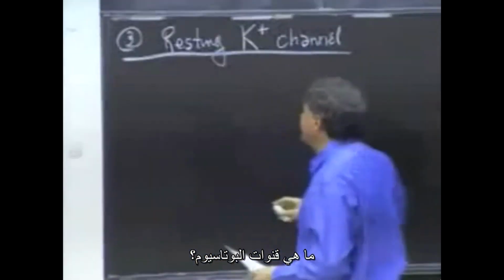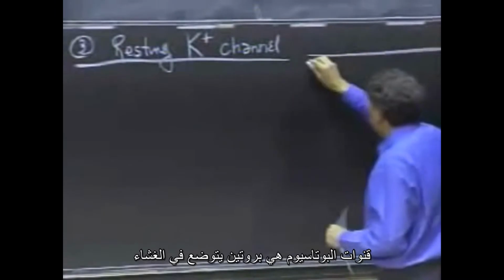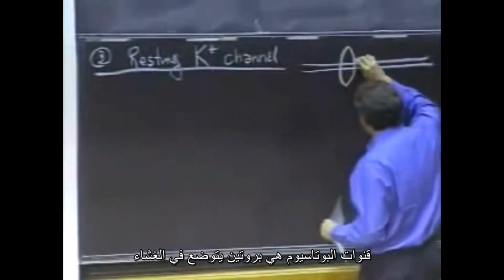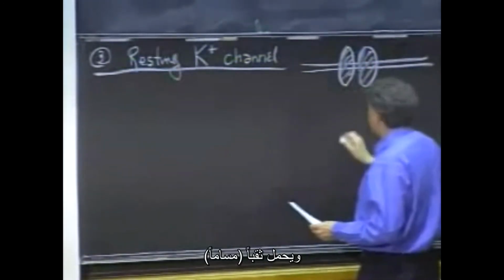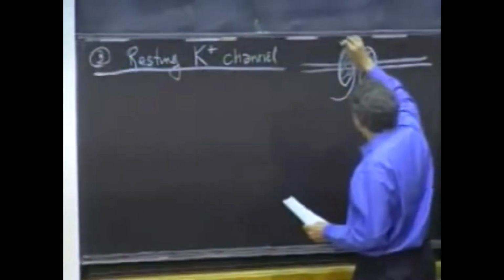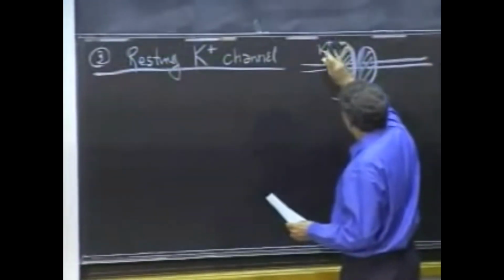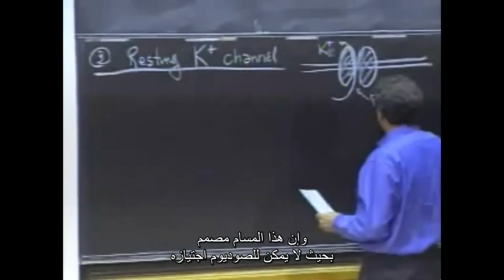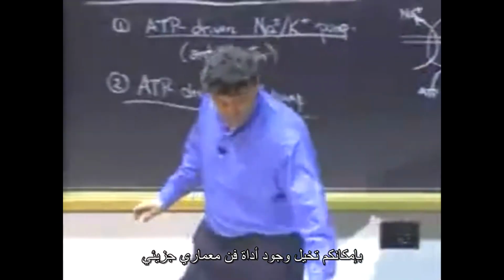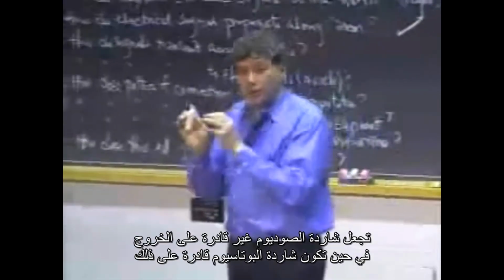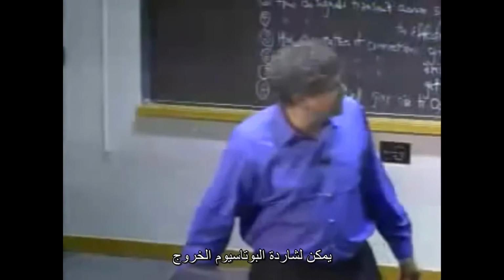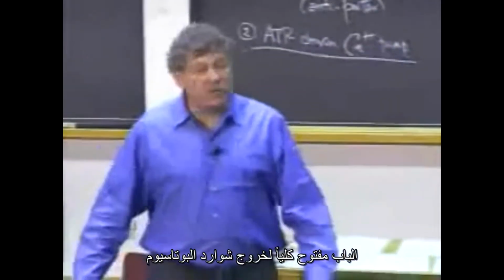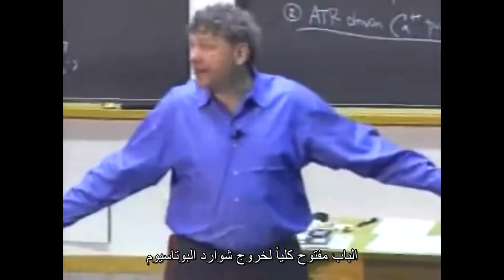So, what is a resting potassium channel? The resting potassium channel is a protein that sits in the membrane, and it's got a hole in it, a pore. That pore is designed so that a sodium ion can't escape through it. You can imagine there's some clever molecular architecture to make the sodium ion not be able to get out, but a potassium ion be able to get out. A potassium ion can get out. This is a completely open door that allows potassium ions to escape.